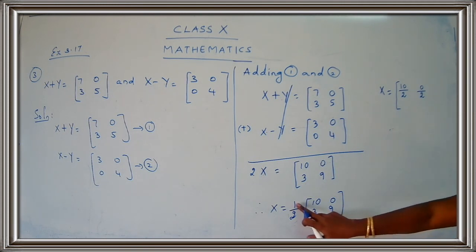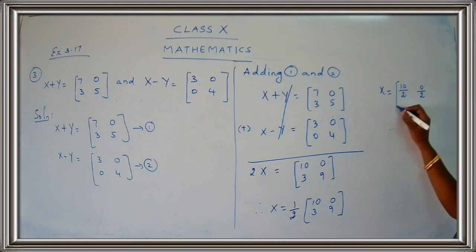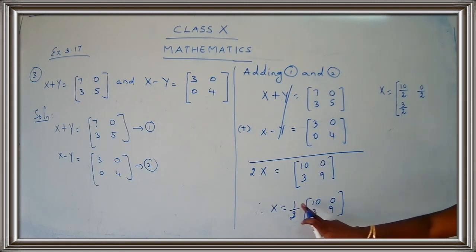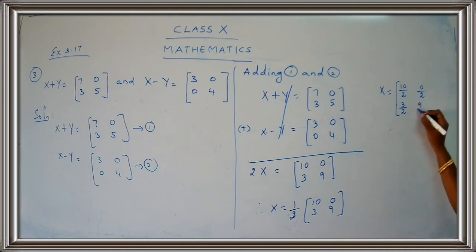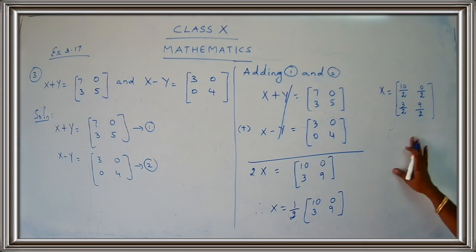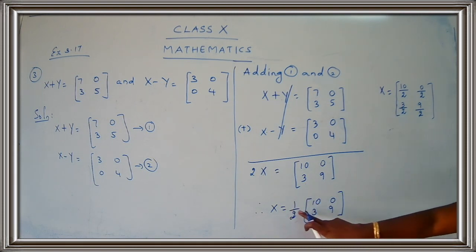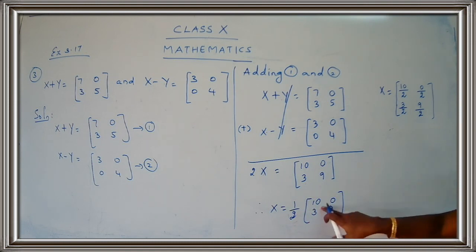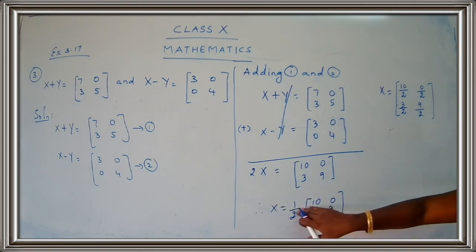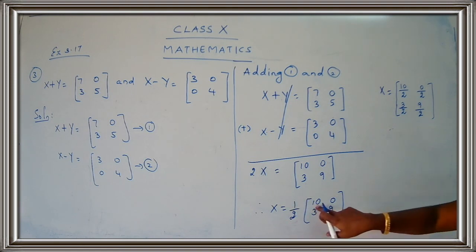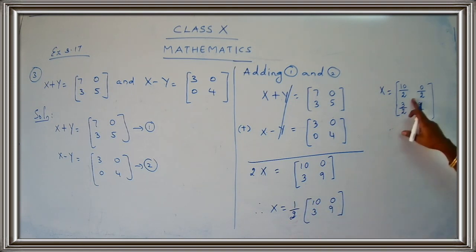So 3 into 1 upon 2, 3 upon 2. 9 into 1 upon 2, 9 upon 2. So this is called a scalar multiplication. Before I started the class, I told you that I'll be giving you an idea in the fourth sum, and already we have used this in our third sum also. So this is a scalar multiplication. That is, you are multiplying a number to the matrix, or you are multiplying a matrix to a given number. When you are multiplying, you have to multiply the number to each and every element. Okay, children?